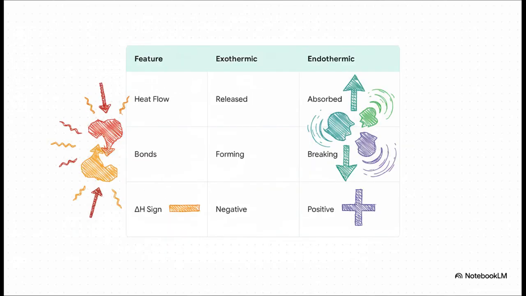Let's bring it all together in one master summary. For exothermic reactions, heat is released, the process is driven by bond forming, and the delta H sign is always negative. On the flip side, for endothermic reactions, heat is absorbed, it's driven by bond breaking, and that delta H sign is strictly positive. Truly mastering these differences is going to absolutely guarantee you marks on your exam.